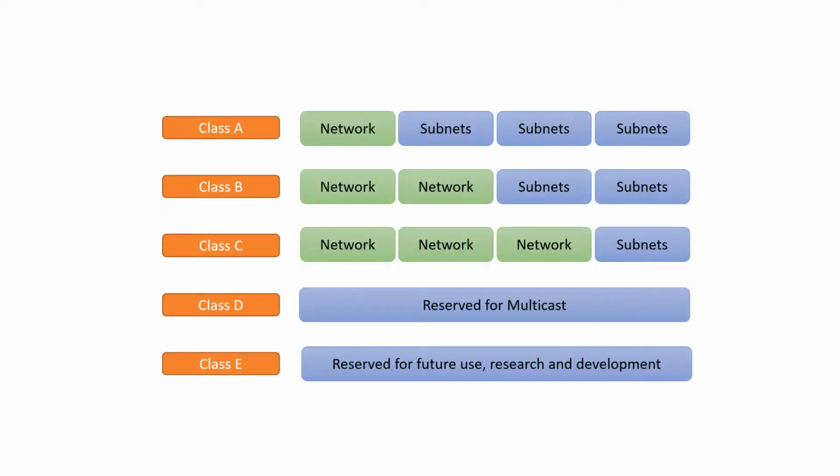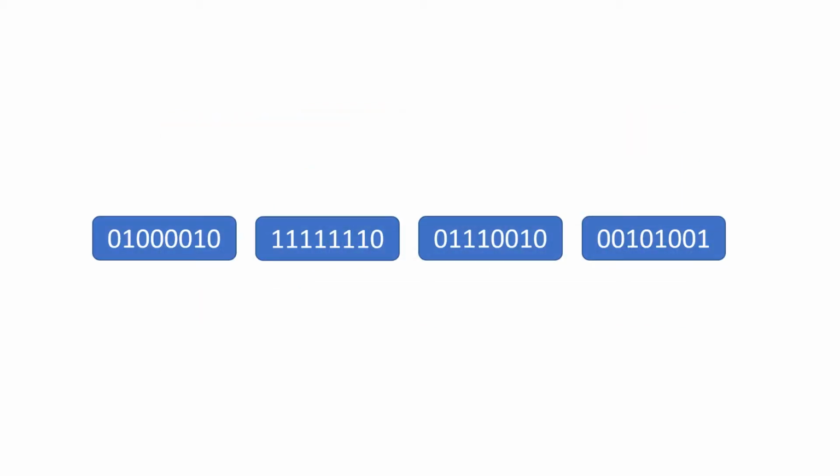The classes determine how the addresses are split up into subsequent components. Class A networks use 1 byte to address the network and have 3 usable bytes for subnets and hosts. Class B networks have 2 bytes to address the network and 2 usable bytes for subnets and hosts. Class C networks use 3 bytes to address the network and 1 usable byte for subnets and hosts. Class D networks are reserved for multicasting, and Class E networks are reserved for future use and research and development.